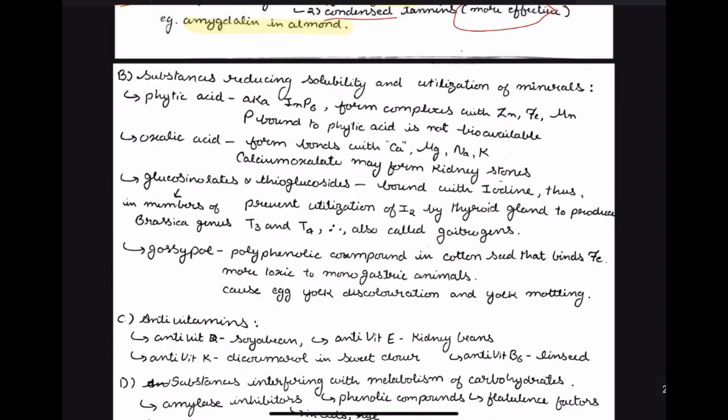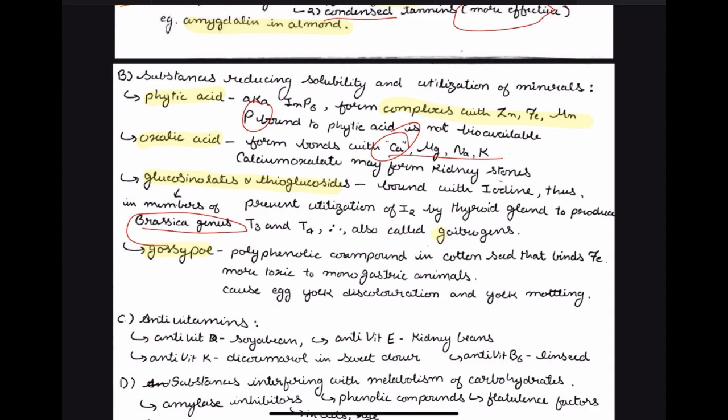The second category is anti-minerals. They include phytic acid, oxalic acid, glucosinolates and thioglucosides, and gossypol. Phytic acid forms complexes with all these minerals, but the most important one is phosphorus. Oxalic acid again forms bonds with multiple ions, but the main one is calcium for exam. Then glucosinolates and thioglucosides are present in members of the Brassica genus. Second thing, they prevent the utilization of iodine by the thyroid gland, so they act as goitrogens.